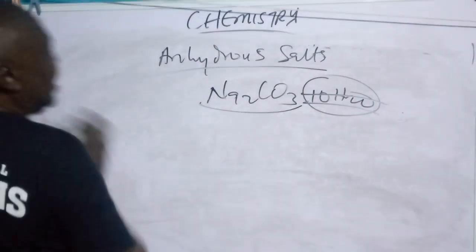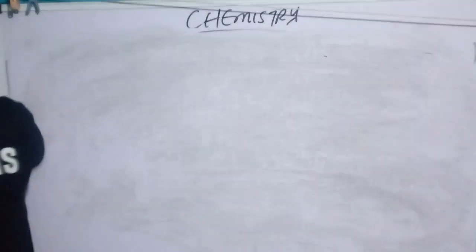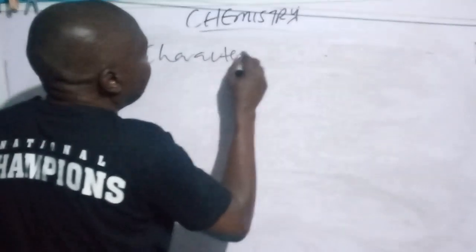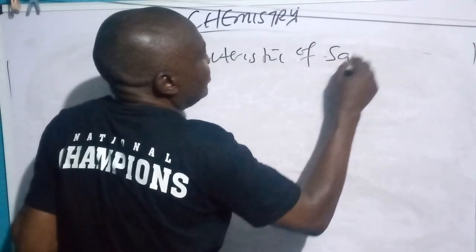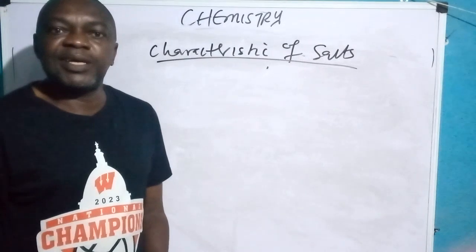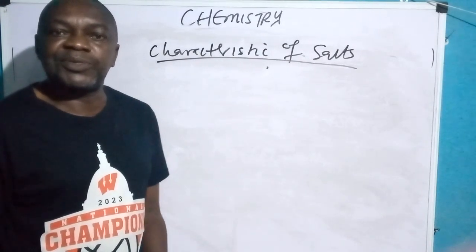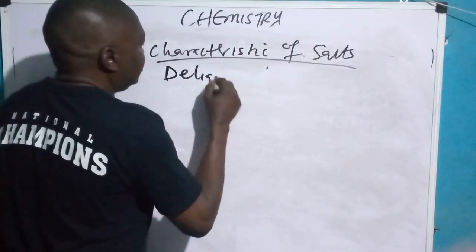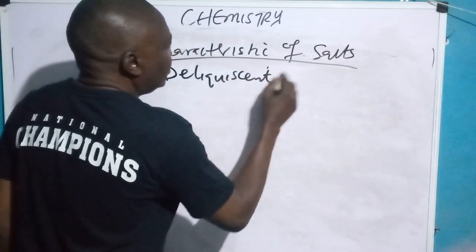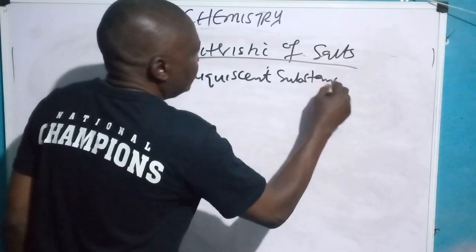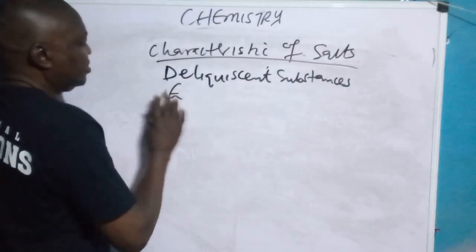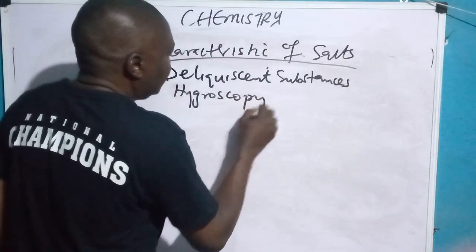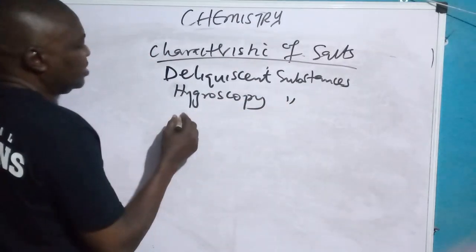Now, let us have a look at another important area, which may be the last part of today's discussion. You have characteristics of salts. There are 3 major characteristics of salts. You have the deliquescent substances, the hygroscopic substances, then you have the efflorescent substances.